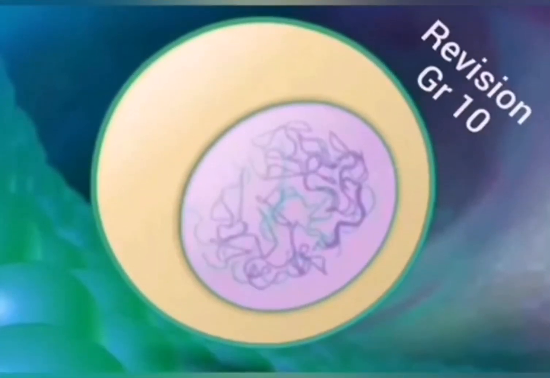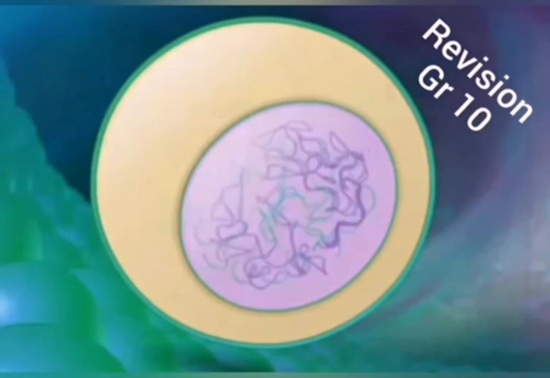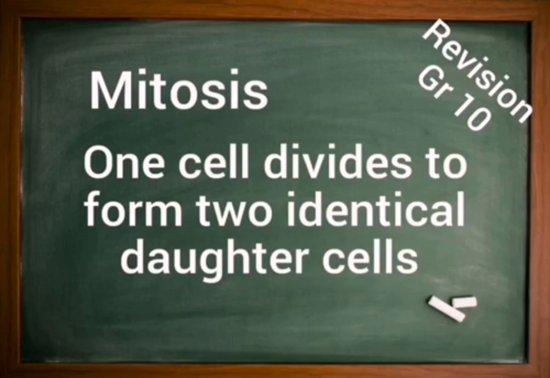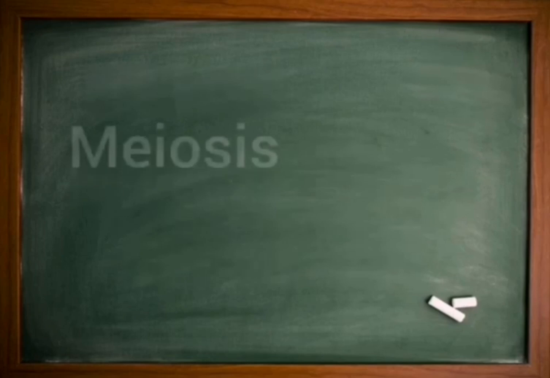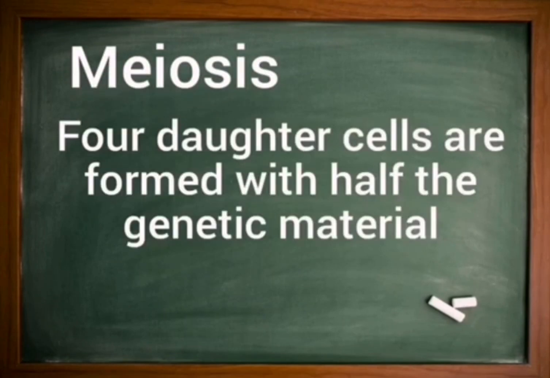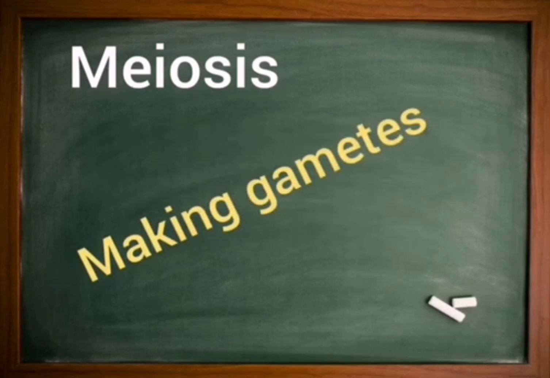Now remember in grade 10, we learned about mitosis, the type of cell division that only happens for the growth and repair of tissue. During mitosis, one cell will divide to form two identical daughter cells. However, during meiosis, 4 daughter cells will be made that only have half of the genetic material. So it's not identical to the original. And meiosis will only happen for the purpose of making gametes, in other words, forming sperm and ovum.